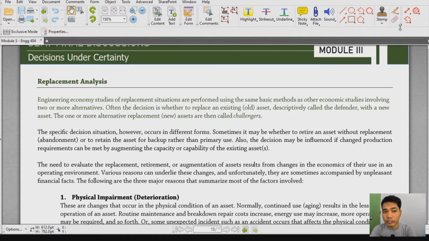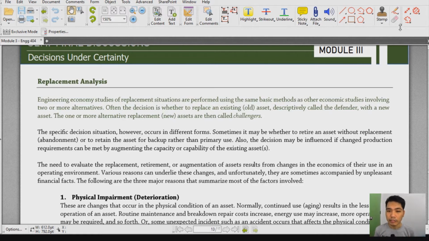Now let us continue our discussions with replacement analysis. And remember when we had the discussions about the capitalized cost, there is something like with replacement, without replacement. So if you could remember that certain part. So what really happens in that with replacement is after the replacement analysis, we decided to replace the old equipment or asset.